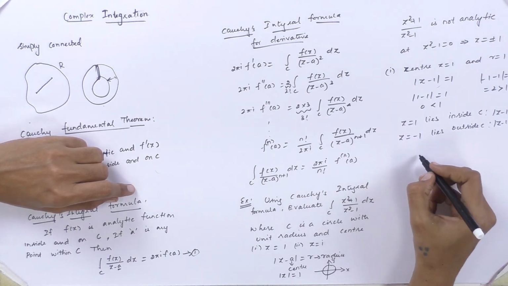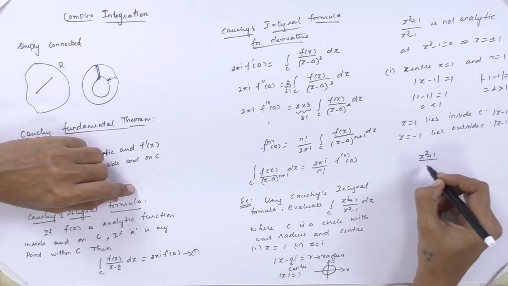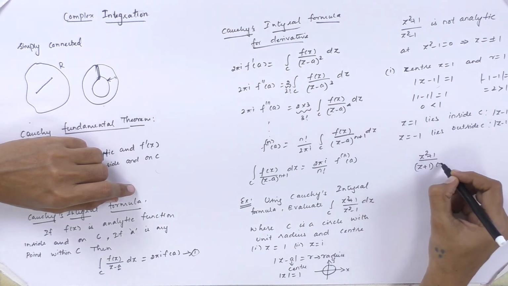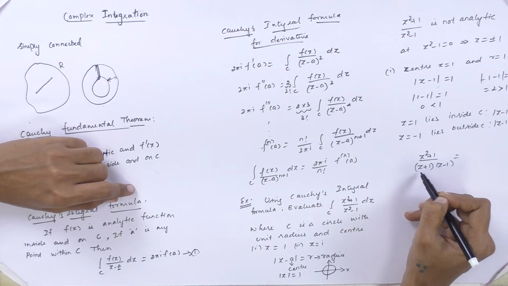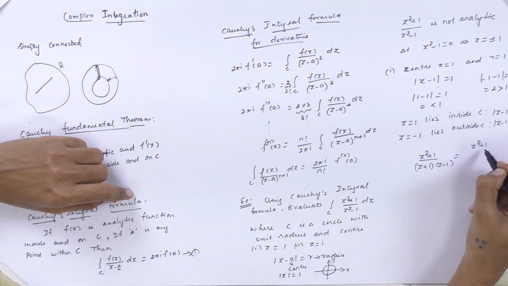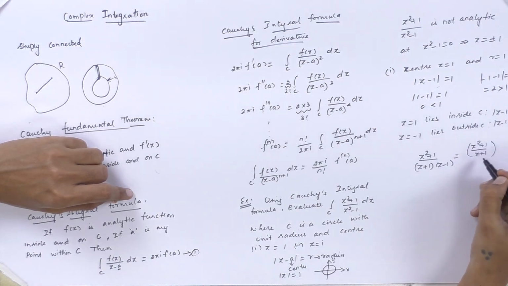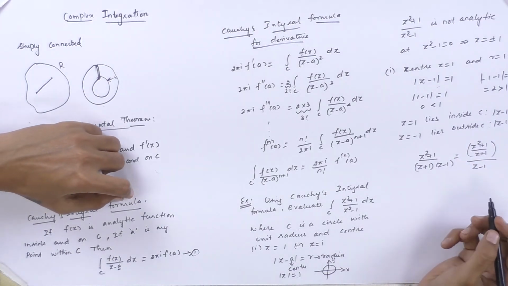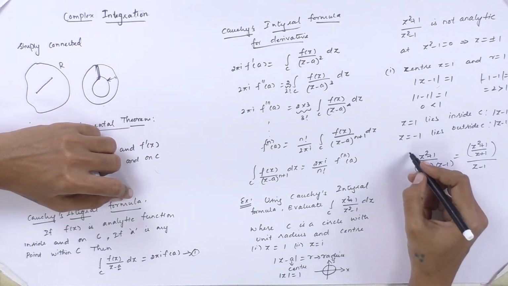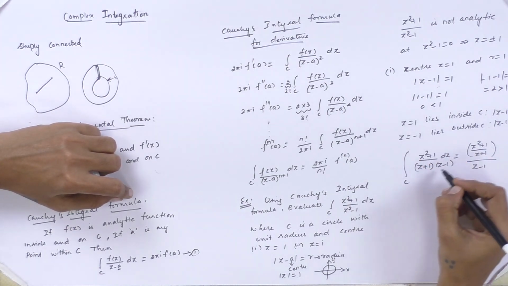So the above function can be written as (z square plus 1) divided by (z plus 1)(z minus 1). The point z equal to 1 makes the denominator 0 and lies inside, but the point z equal to minus 1 lies outside. Therefore (z square plus 1) divided by (z plus 1) is f of z. It is analytic inside and on the circle C, since z equal to minus 1 lies outside C. So now taking integration on both sides with respect to z over the curve C.